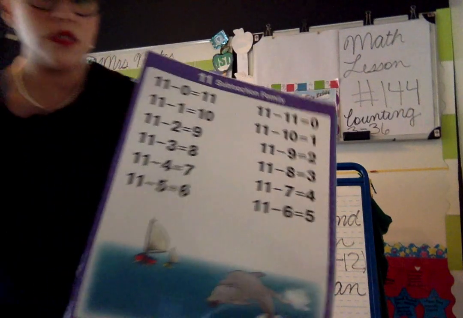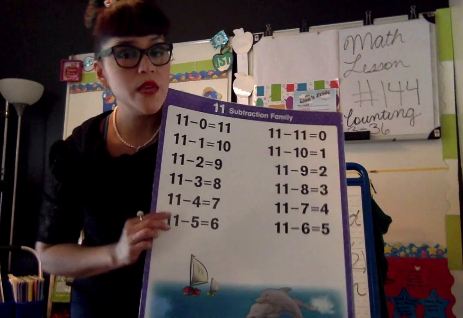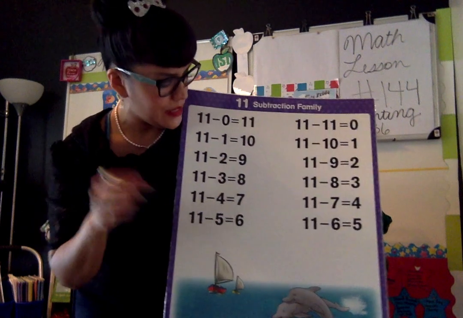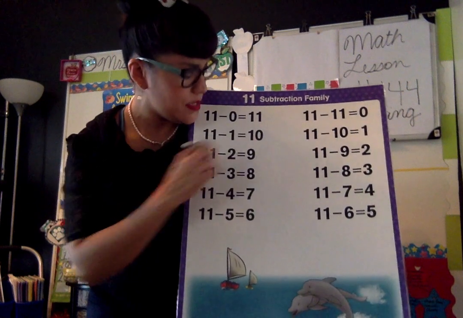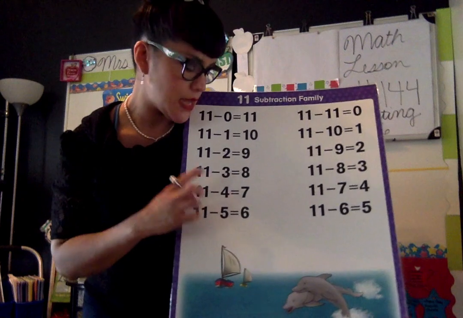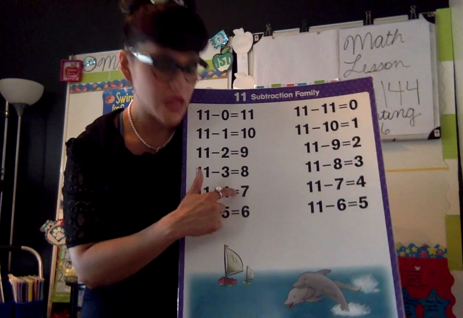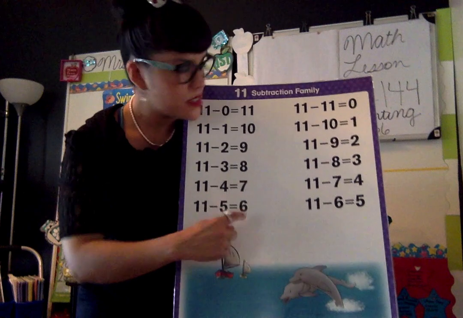Okay, ready? Now we're doing subtraction. You guys still with me? Make sure you're following along. 11 minus 0 is 11. 11 minus 1 is 10. 11 minus 2 is 9. 11 minus 3 is 8. 11 minus 4 is 7. 11 minus 5 is 6.